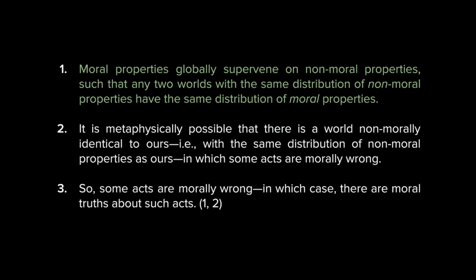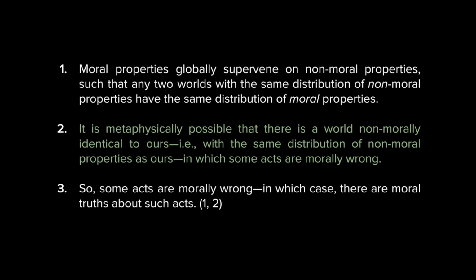The second premise gives us a possibility premise. It's saying, hey, it's possible that a world has all the same non-moral properties as our world and also has some moral properties in there. And since there's a necessary connection between non-moral properties and moral properties per this first premise, it would follow together with two that some acts are actually morally wrong.